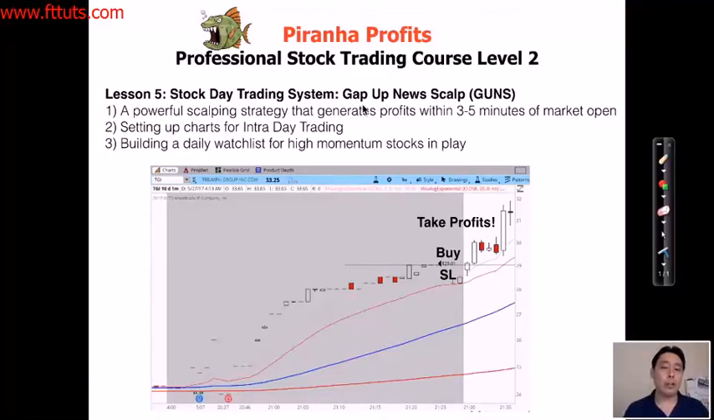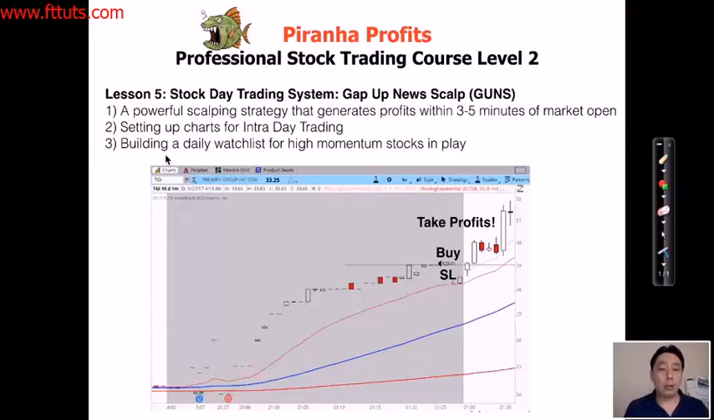So for this strategy, you have to use intraday charts with live data. And I'll teach you which brokers you can use that provide this for free. Okay? How do you build a daily watch list of stocks that are in play, where everyone is watching the stocks, they're rushing in to buy, the stocks flying up. See, every single day, there are stocks that fly up, right? 10, 20, 30%. I'll teach you how to identify these stocks and buy right at the market open and exit in 3 to 5 minutes.